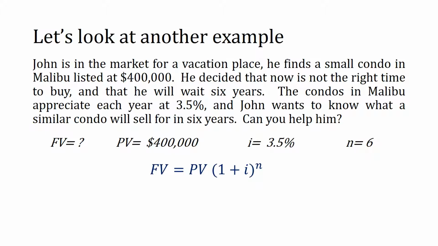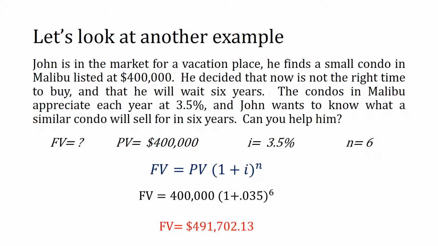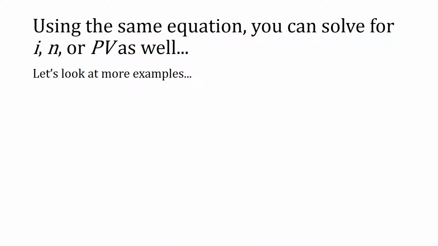Now we will use the future value equation to solve this problem, since the future value is the missing variable. So let's put the equation, plug in the numbers, and you can enter them all in your calculator at once, and you will get the answer, which is $491,702.13. Using the same future value equation, you can solve for different variables, such as I, N, or PV as well. So let's look at these examples.